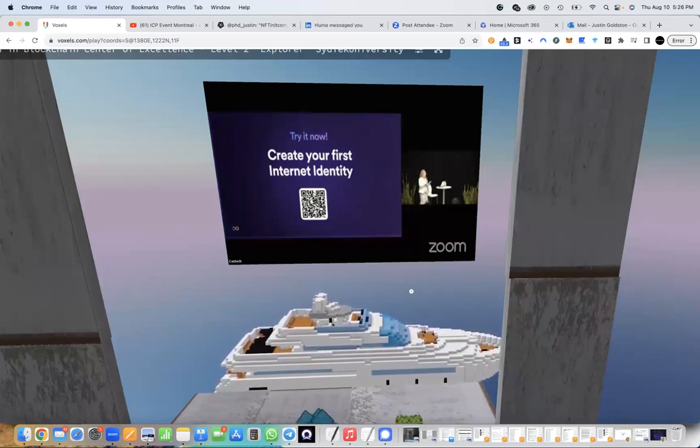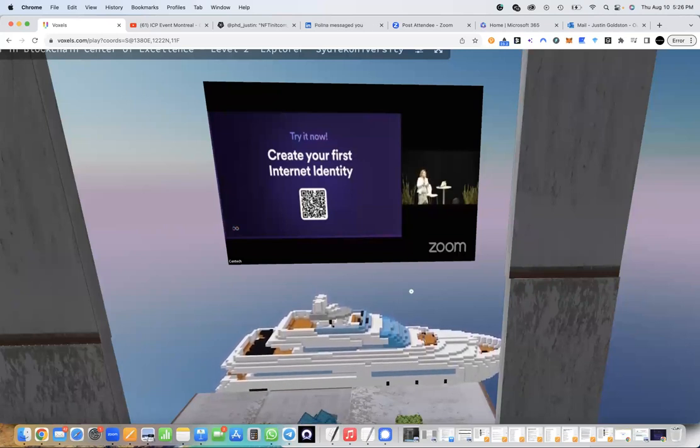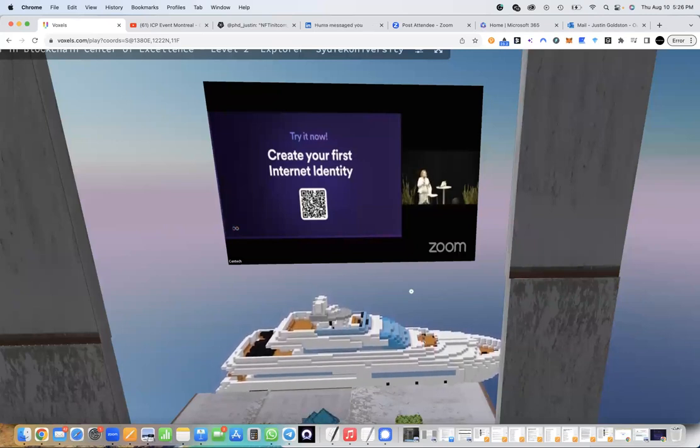The ICP Hubs is an amazing initiative. We have a lot of ICP Hubs all around the world. The idea is to build locally to scale globally and spread the word about the Internet Computer. Yeah, next slide, please.